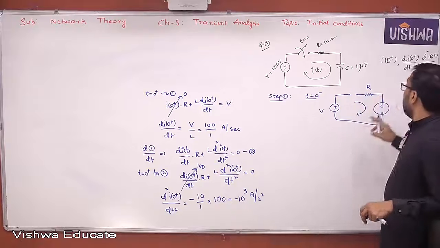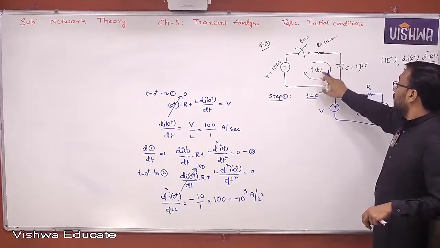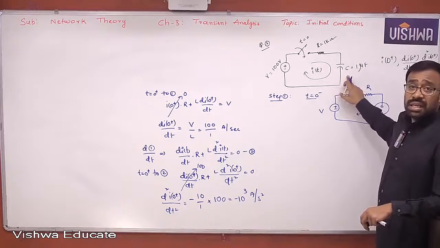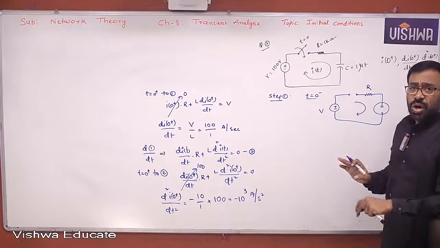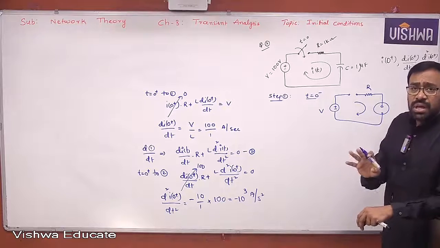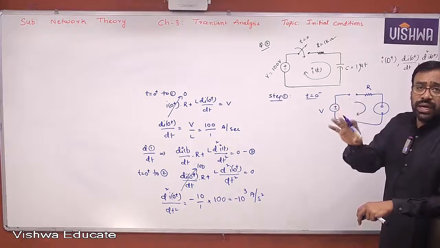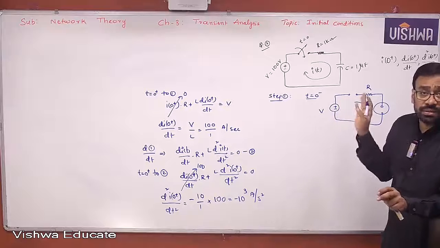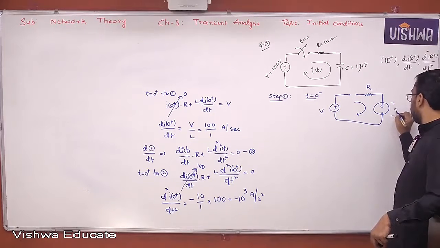What is the question actually asked here? Current I of 0 plus. But what is I? Current through resistor and current through capacitor. Whatever the question might be, we don't bother about that. In the first step, our concentration is always on finding the current through inductor and voltage across capacitor. That's it. So my objective is to find Vc of 0 minus.